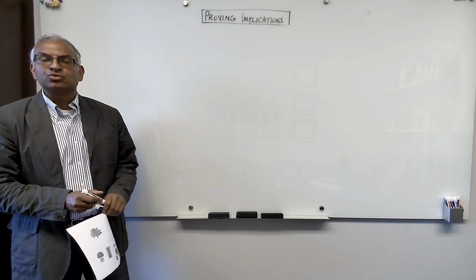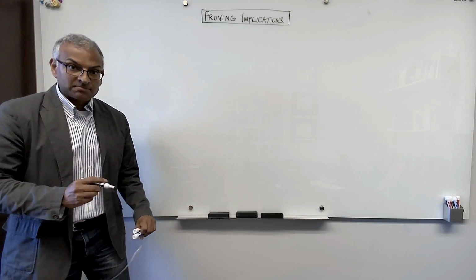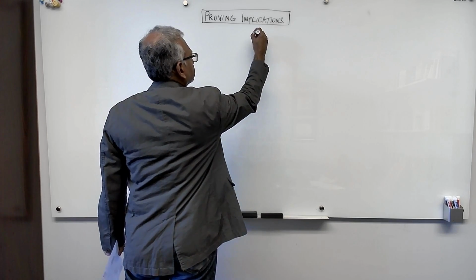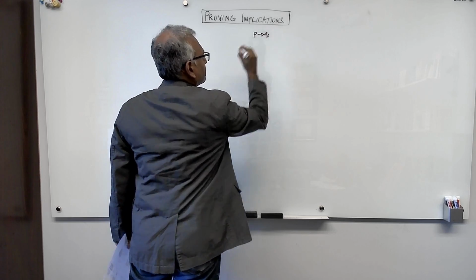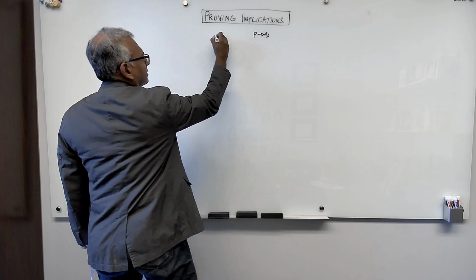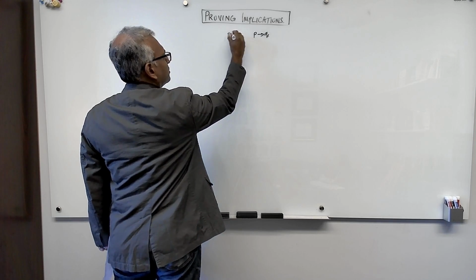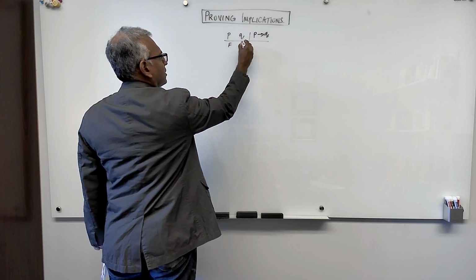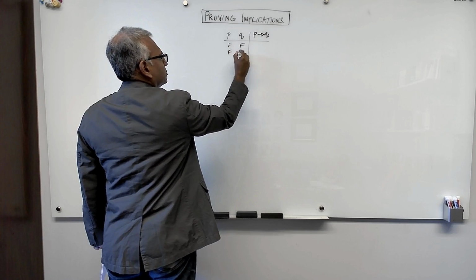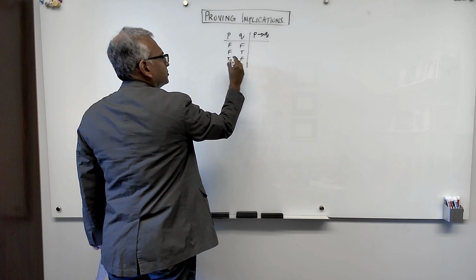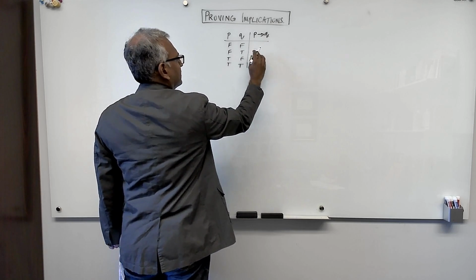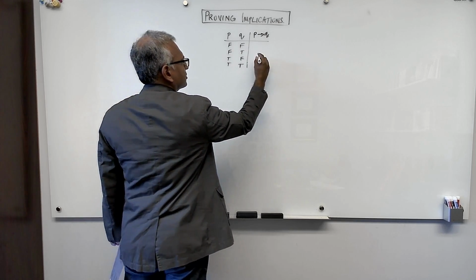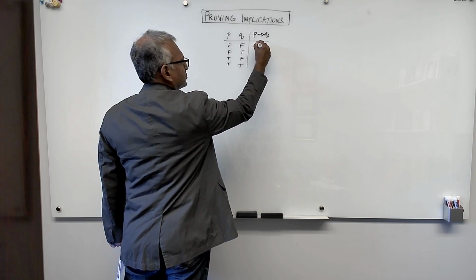Proving implications means the truth table for implication is extremely important. So I'm going to write it down. P implies Q. That's implication. Looking at the truth table, we'll list the possible values of P and Q. We saw this before, so I'll do it very quickly. P, Q can be false, false; false, true; true, false; true, true. And the implication is only false in the event that you find a situation where P is true and Q is false. So here it's false, and here it's true, true, true.